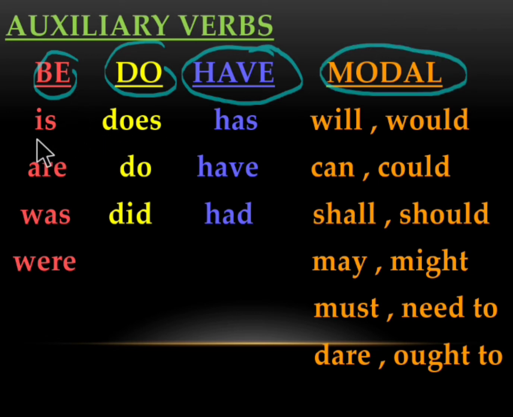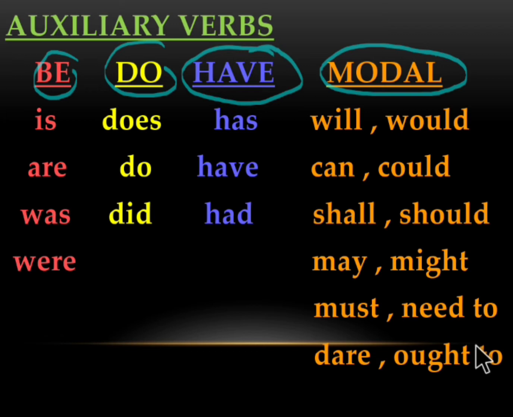The be verbs are is, are, was, were. Do verbs are does, do, and did. Have verbs are has, have, had. Modal verbs are will, would, can, could, shall, should, may, might, must. And the quasi modals or semi modals are need to, dare, ought to.